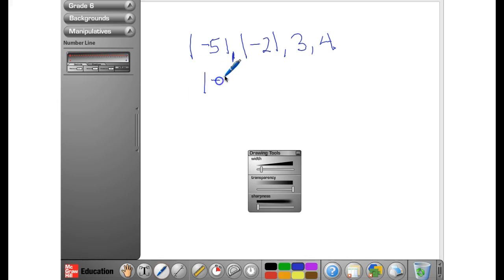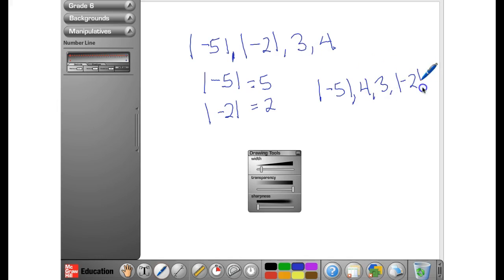So if I wanted to make these from greatest to least, I would say definitely the absolute value of -5 is the greatest value here because it is equal to 5. I would say that the absolute value of -2 is going to give me 2. And then 3 and 4, those values are obvious. So the greatest value here is the absolute value of -5. And then I would say 4. And then I would say 3. And then I would say the absolute value of -2. So here I have listed these values in order from greatest to least, kind of like a little countdown.